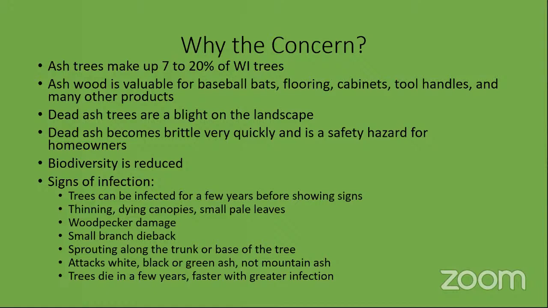It starts sprouting along the base of the tree, right along the bottom of the trunk, because it's not getting the nutrients anymore up to the top of the tree. So it's trying desperately to re-sprout on the lower levels where it thinks it has a chance to grow. This attacks white, black, and green ash, but not mountain ash. Mountain ash is a whole different species of trees, so that's not affected.